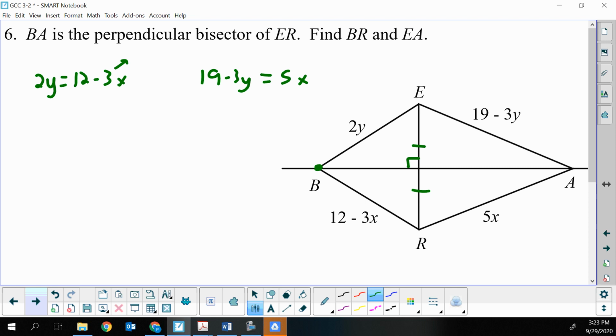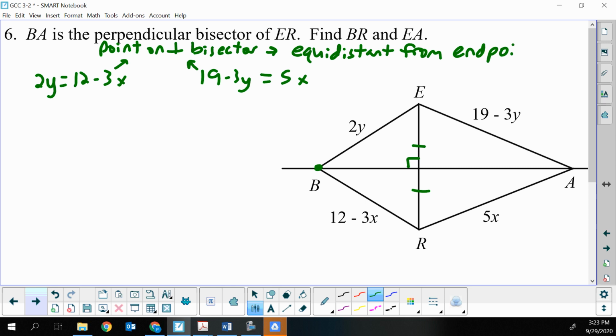And for both of these, we could use the same geometry justification. That point on the perpendicular bisector implies equidistant from endpoints. Now you might be asking, why are we justifying our geometry steps on all of these when it didn't specifically ask? The reason I'm doing it is it's going to ask on your homework. So I wanted to make sure we practiced it a little bit in class.